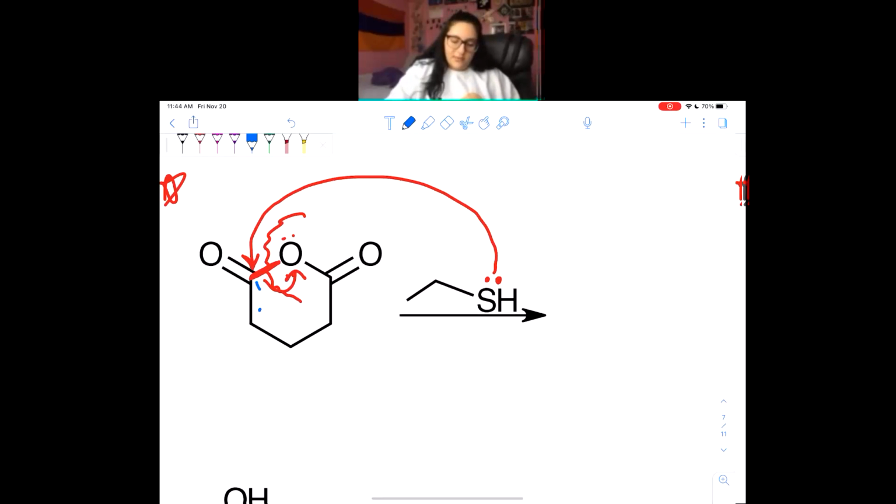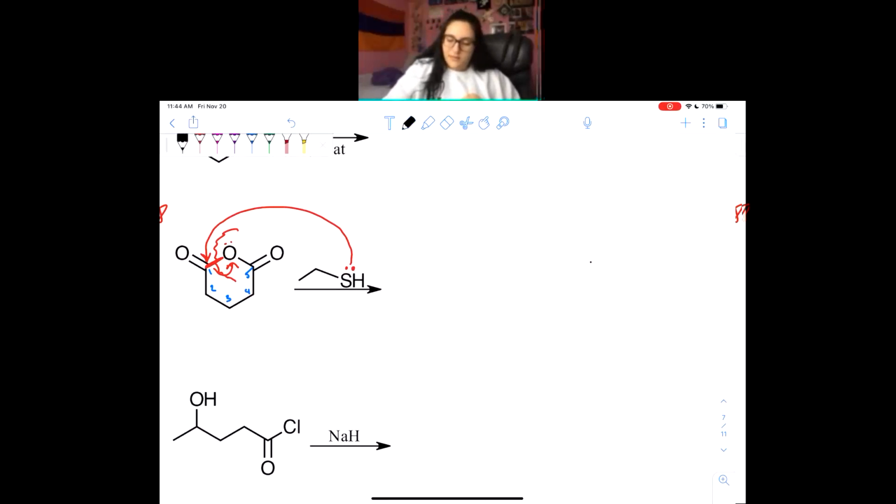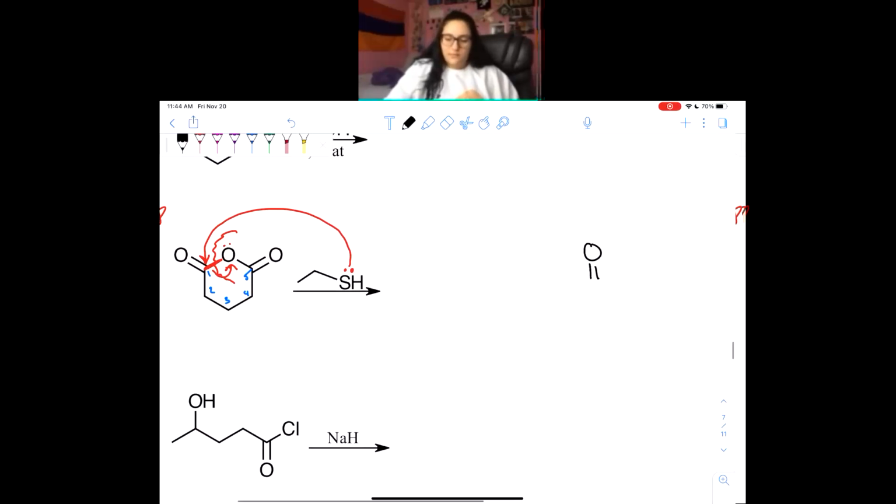And let's just count 1, 2, 3, 4, 5. We're going to have a 5 carbon chain. I'm going to zoom out a little bit. So 1, 2, 3, 4, 5. We know that on carbon 5, we have our second carbonyl, and we have an O minus here.